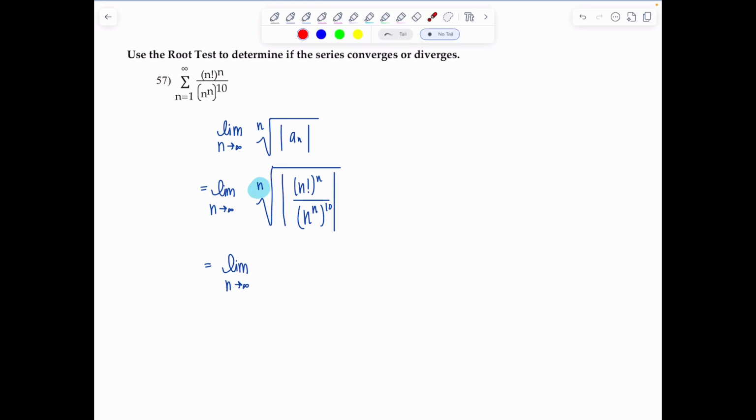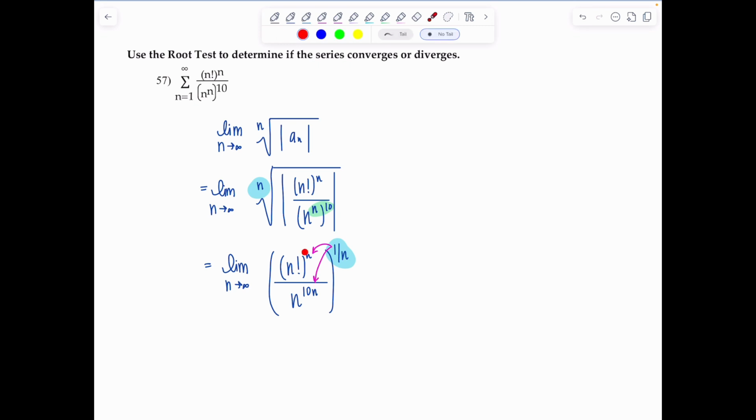Also, nothing's negative, so I'm not going to keep writing absolute value. So here we have n factorial to the n over, and then remember your laws of exponents. When you have a power raised to another power, you multiply those exponents. So n to the 10n. And then this is all being raised to the 1 over n. That means the same thing as taking the nth root, raising to the 1 over n. So I'm going to distribute that exponent through to the numerator and denominator.